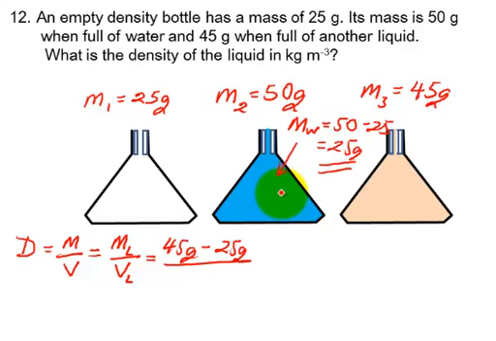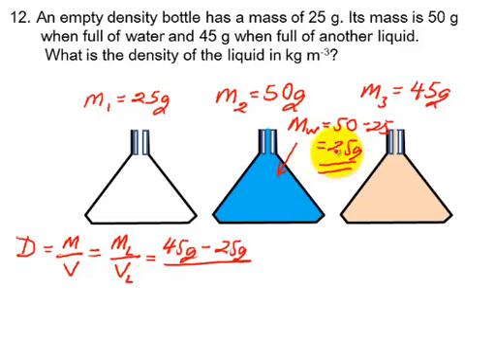Remember what we are looking for. Don't lose sight of that. We are looking for the internal volume of the density bottle, which we will equate to the volume of the liquid. And then it occurs to us that if we can get the volume of this water, it will be equal to the volume of the bottle itself.